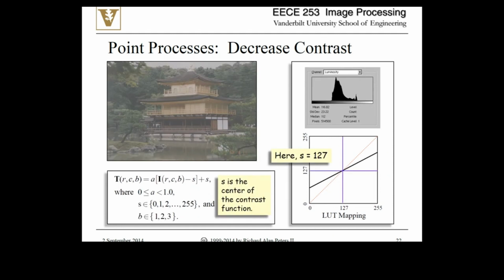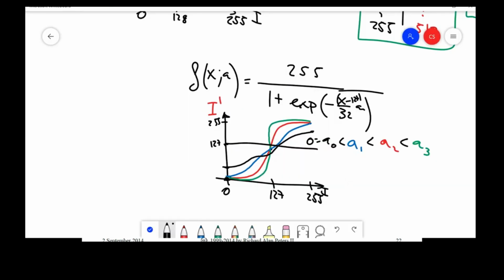Okay, good. Then we can decrease the contrast. So decreasing the contrast is the following. We take the input value, we center it at some point, this central point S, then multiply by A, a number between 0 and 1, and then we add S again. Okay, so let's look at this a bit more carefully.